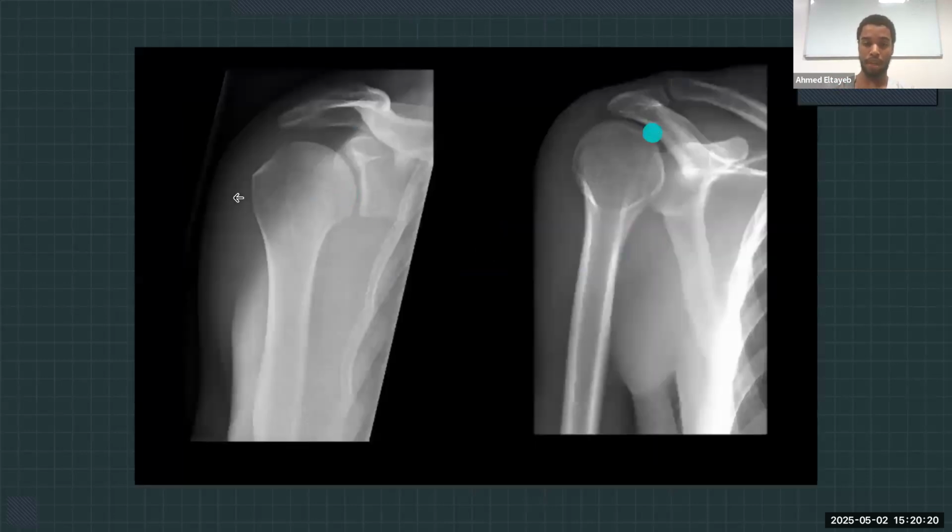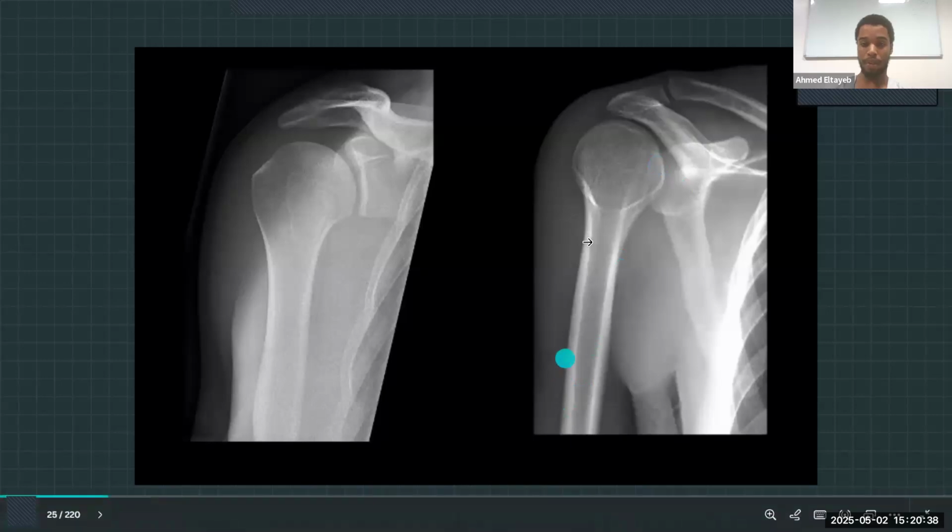Now, if you look here, this is a normal X-ray. And again, we can see the head of the humerus overlapping with the glenoid fossa. However, here, we can clearly see the glenoid fossa. And we can clearly see that the head of the humerus is no longer articulating with the glenoid fossa, and it kind of resembles a light bulb. We call this posterior dislocation of the humerus.